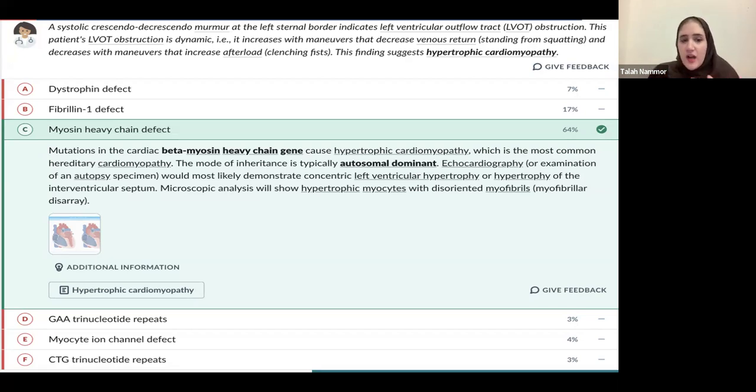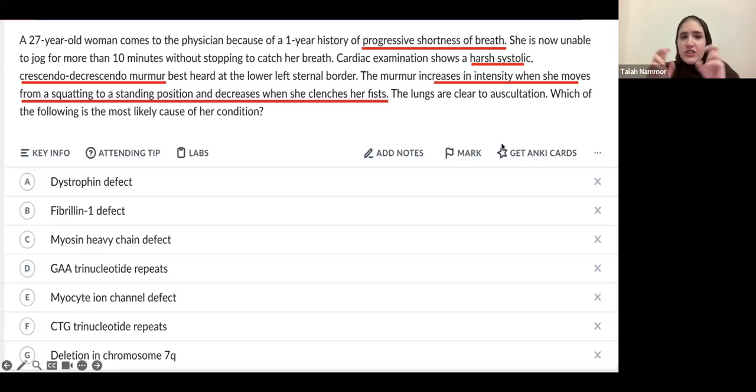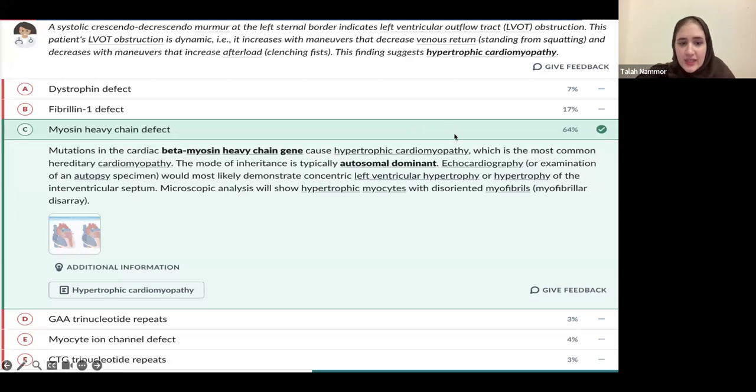So this is going to cause the progressive shortness of breath. She's running, and when you run, you need a lot of blood to be pumped everywhere, right? But this is going to cause shortness of breath because the blood is not moving as fast as we want, and we're not having enough blood because of the hypertrophy. It's not accommodating as much blood as it used to. All right? And the harsh systolic crescendo decrescendo murmur just shows that there's an obstruction, okay? The left ventricular outflow tract is obstructed, so that's why we have the murmur that we hear. Do you get me? Is it clear?